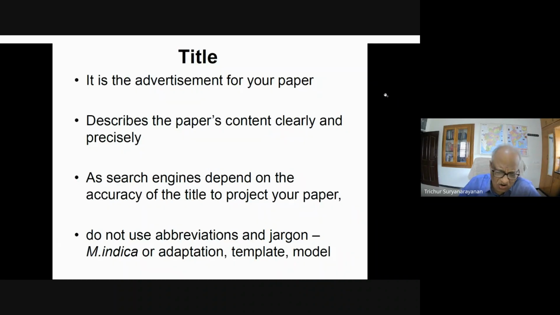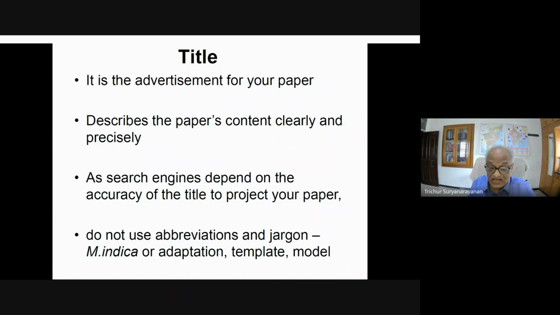Now, let's go into the structure, let's go one after the other. Title. You should remember the title is actually the advertisement for your paper, just like the posters they paste for cinema. I may have good results, but supposing I write a title which is not very captivating, people may say, "Oh, okay, this is a routine thing. I don't have to go through this." You can decide whether to read a paper or not just based on the title itself. I'm sure you would have had that experience, because the title describes the paper's content clearly and precisely.